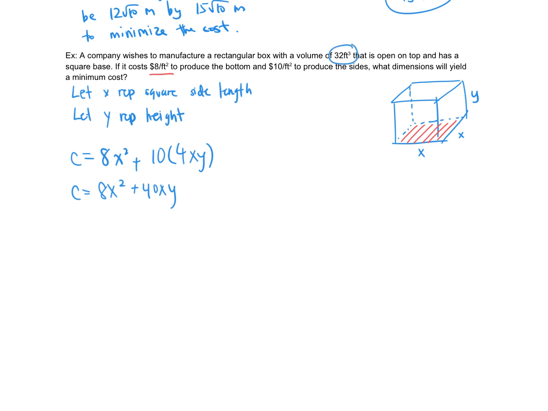The volume. So the volume of 32 is going to cover length, width, height. So x times x squared, times the height, y. And now I can isolate for y by dividing both sides by x squared, which I could also write as 32, x to the power of negative 2. Now I'm ready to sub that in and have an equation of cost in terms of x.